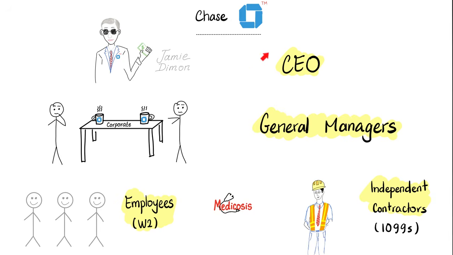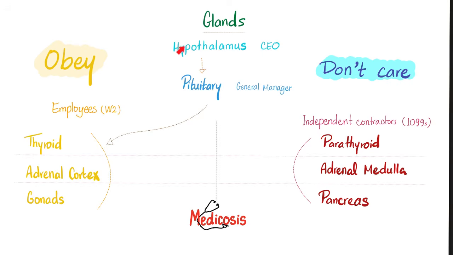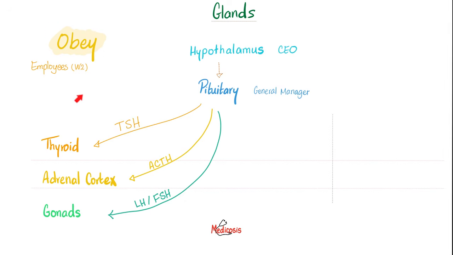Big companies have a CEO, and then general managers, and then employees, and independent contractors. Same thing here: hypothalamus, pituitary, and then glands that obey the pituitary. These are the employees, and they include the thyroid gland, adrenal cortex, and gonads. How about those who don't care about the pituitary? Parathyroid, adrenal medulla, and pancreas. Let's talk about the glands that obey.